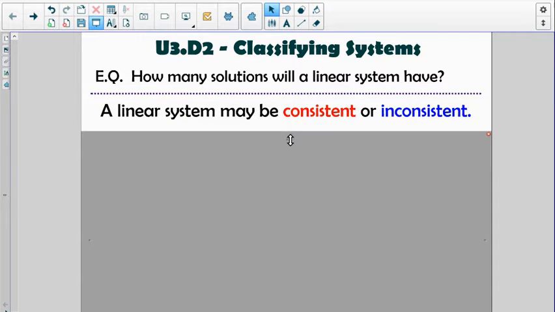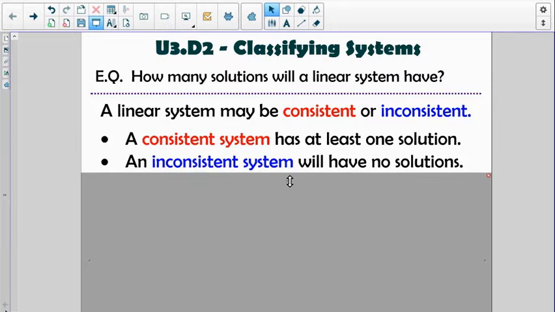So first of all, when we classify systems, a linear system can be either consistent or inconsistent. The difference is that a consistent system will have at least one solution. Notice it says at least one solution. That implies that there could be more than one. An inconsistent system, however, will have no solutions.